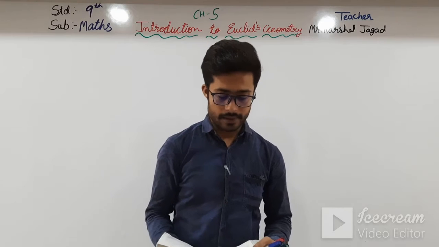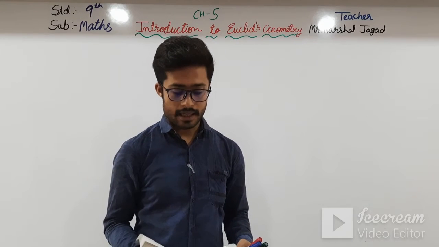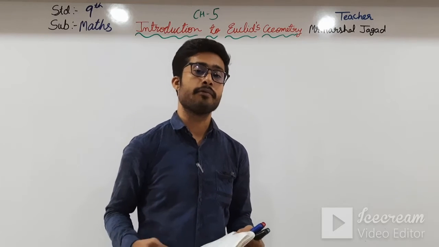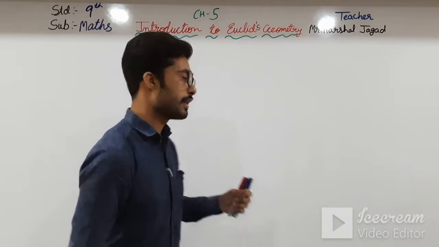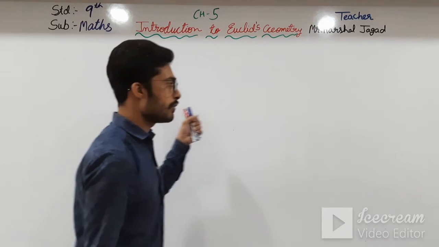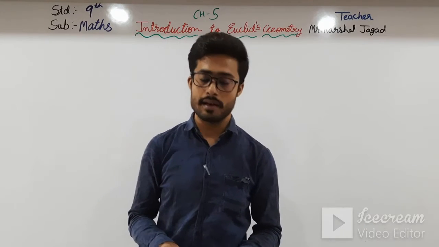See here, postulate number 1, that was a straight line may be drawn from any point to any other point. Means if we want to just draw a straight line, then it can be drawn from any point to any other point. We can draw a straight line.